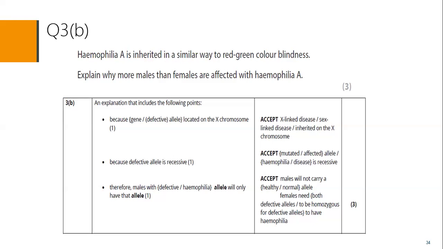So they have to have either gene or allele for mark point 1, but defective is in brackets, so that's just context. Either gene or allele is accepted for mark point 1, but for the second mark point, it's got to be allele. And again, allele is in bold. It is a correct term which has to be used.